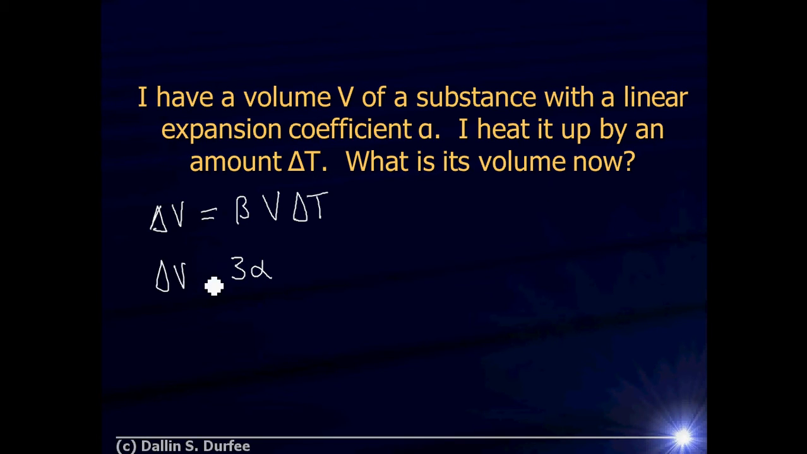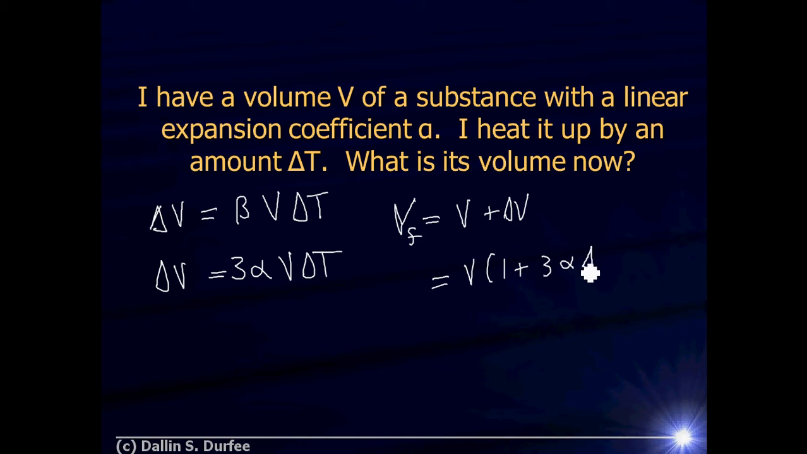So the change in volume is just 3 alpha V delta T. So what's the volume after we heat it up? All right, the total volume is going to be, call it V final, the initial volume plus delta V, or V times 1 plus 3 alpha delta T. And there's the answer.